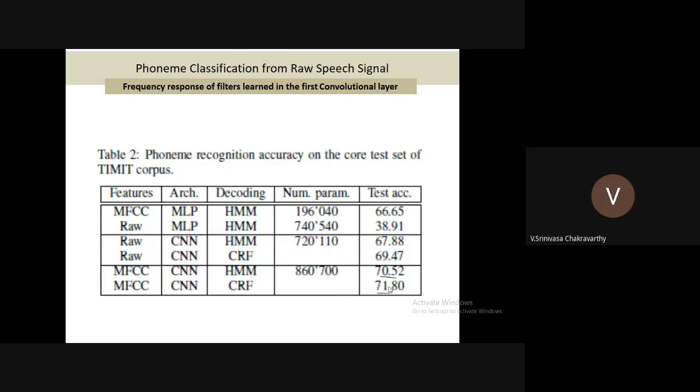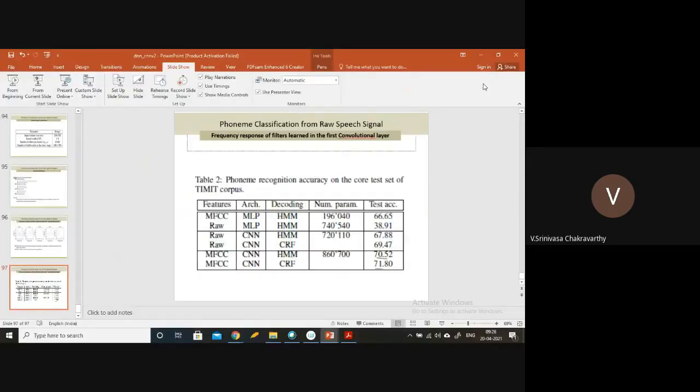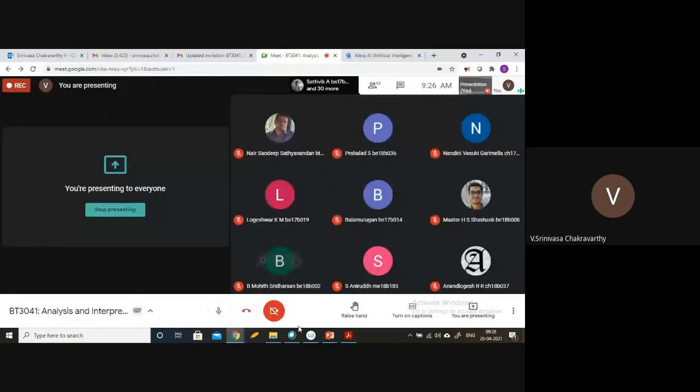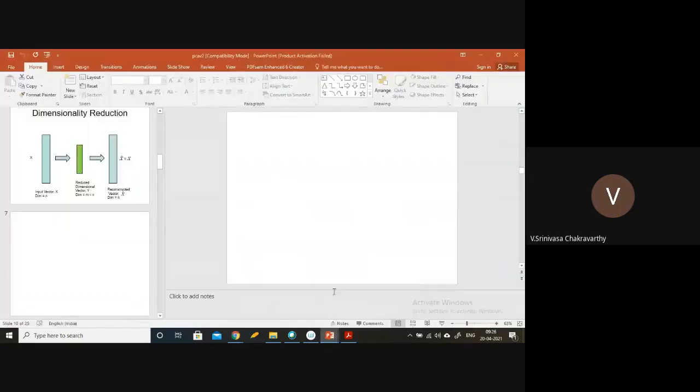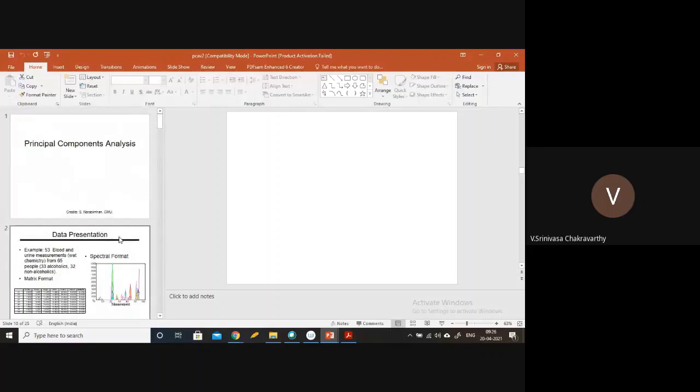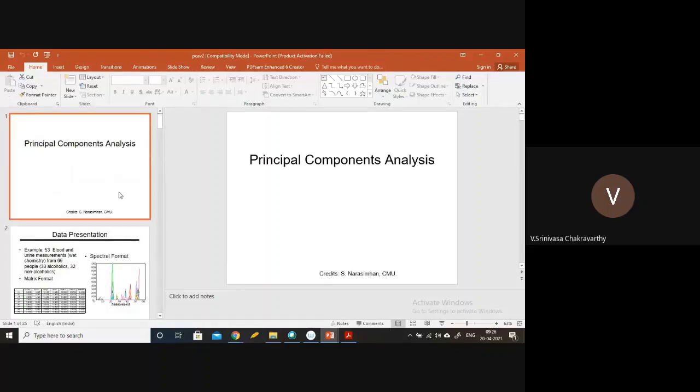So anyway, this is better than some of the traditional techniques. That's what the paper says. So that completes our discussion of CNNs and deep networks. There's just one more topic I want to cover. This will be the last topic. So I'll introduce the topic and we can stop there, and then I'll cover it in the next class.